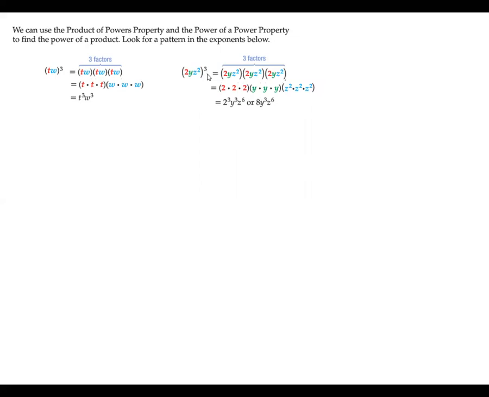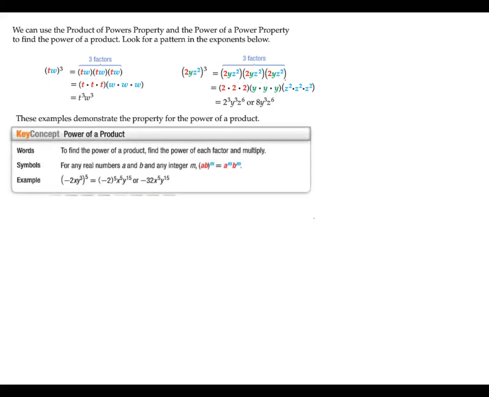But notice you raise each factor to a power of 3. So 2^3 right there, y^3 right there. Now (z^2)^3, that's power to a power, so you're going to multiply and get z^6. Okay, those examples are going to demonstrate the property of a power of a product. So to find the power of a product, find the power of each factor and multiply. So basically you raise each factor in the parentheses to the power that is outside of the parentheses.